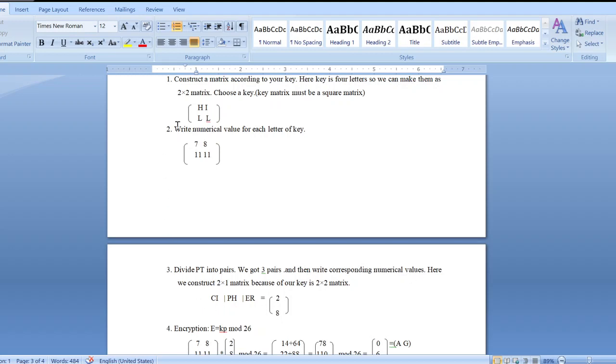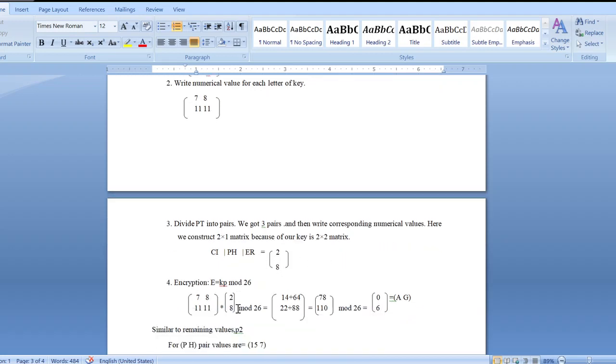Here observe, the key is a 2 by 2 matrix. According to this key, we need to take the plain text in 3 blocks. Then we take a 2 by 1 matrix, because our key is 2 by 2. We can take 2 by 1 or 1 by 2. So here I am taking the 2 by 1 matrix. Initially I am converting the first pair, CI. The numerical values of CI are 2 and 8.